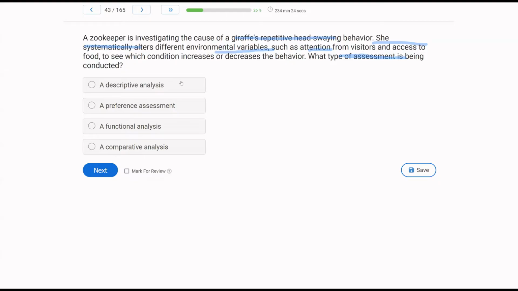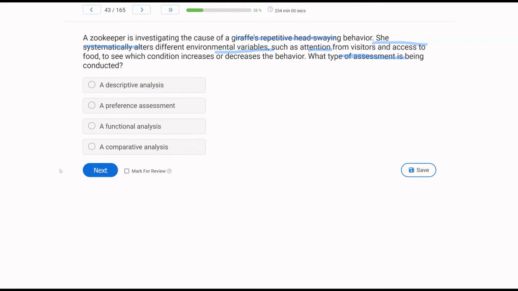So if we look at a descriptive analysis, with a descriptive analysis, we're figuring out what's occurring, right? We're looking at antecedents, behaviors, consequences, and we're just describing what is happening. The zookeeper is actually manipulating conditions in the environment. B, a preference assessment. This is not a preference assessment because the zookeeper is going through the different function conditions.